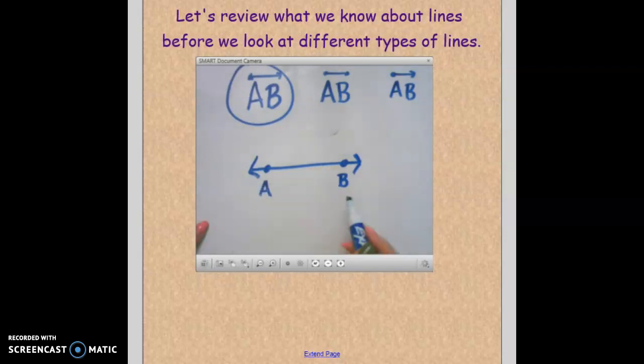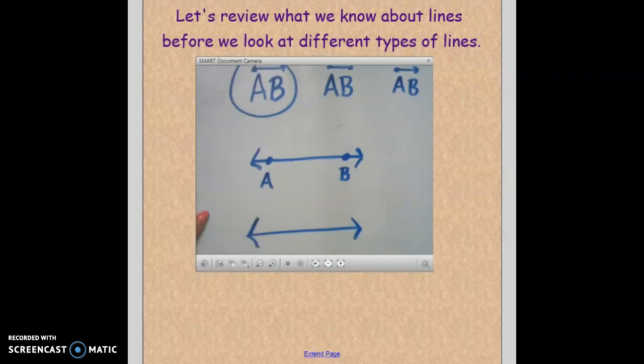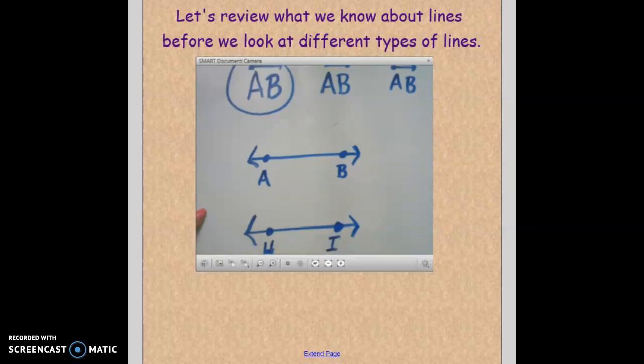To draw a line, I can do that. If I want to draw another line, it doesn't have to be AB. It can be any letters you want it to be, as long as I have 2 points on my line, and I label them H, I, as in hi. That is written as line HI. Okay, so we're working with lines today.